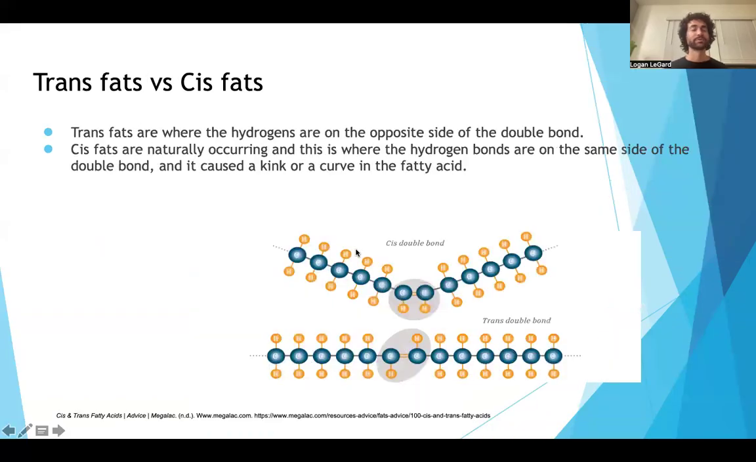Trans fats and cis fats are types of unsaturated fats. A cis double bond causes there to be a bend, and a trans double bond does not; it's just like a straight chain. Trans fats are when the hydrogens are on the opposite side of the double bond, and cis fats are naturally occurring, where the hydrogens are on the same side of the double bond, and it causes a kink or curve in the fatty acid.